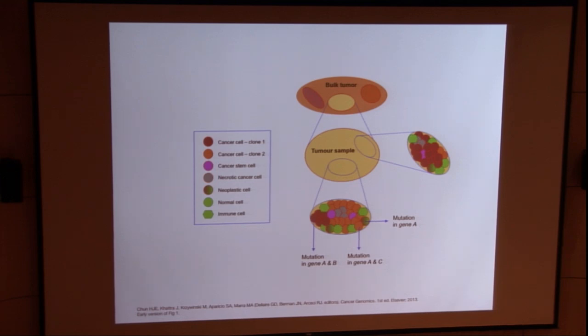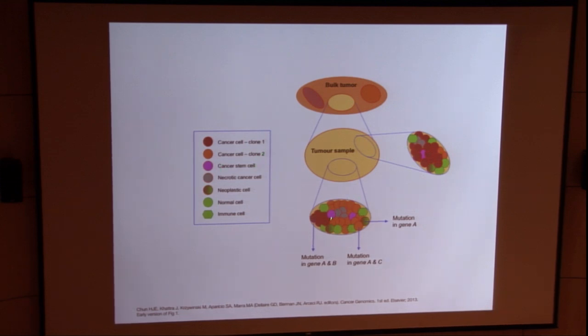And the idea is that there's some tumor, and we take a sample, and this sample has two different cell clones, so different cell types. And within each of these cell types, again, there are different cells. There's a cancer cell from clone one here in this area, which is mostly red, although it might have some orange cells from clone two. This one is mostly orange.